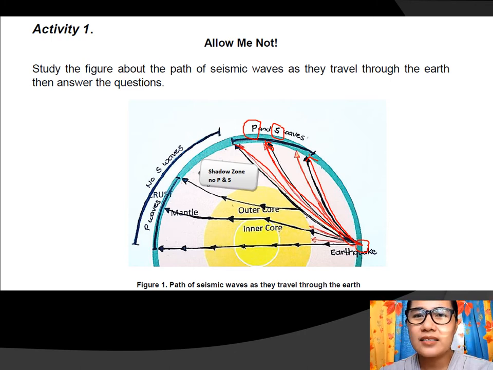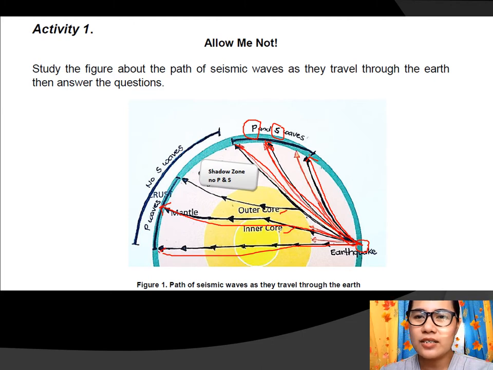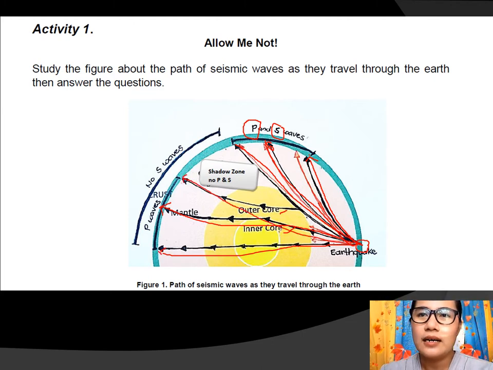and then it passes through the inner layers of the earth, passing through this inner core and the outer core. The P wave passes through until it reaches the opposite side of the earth. Still another reaches another seismic station in this location. And still another there. But notice that the red arrows are only in this place here.